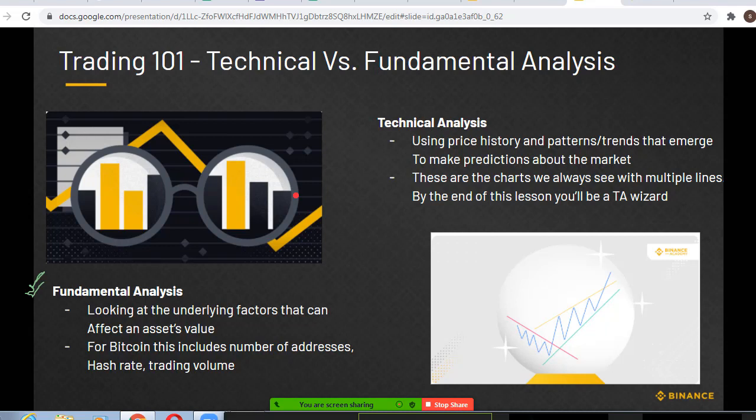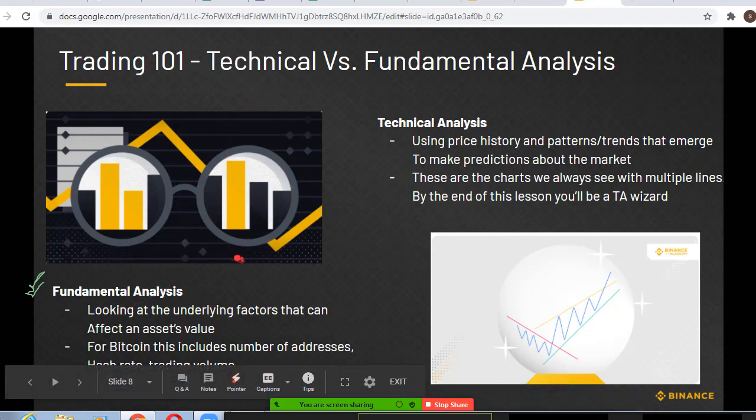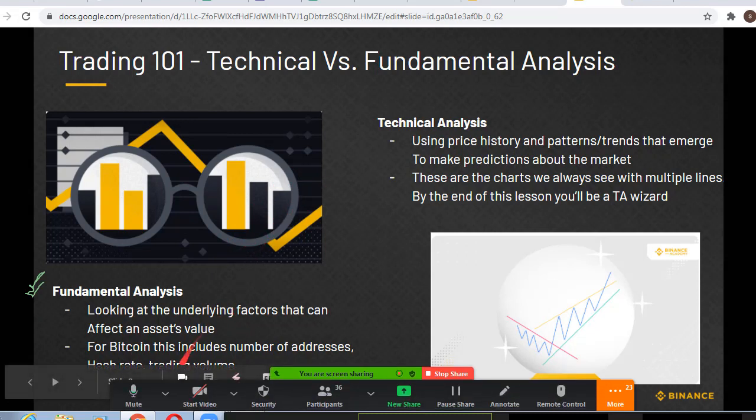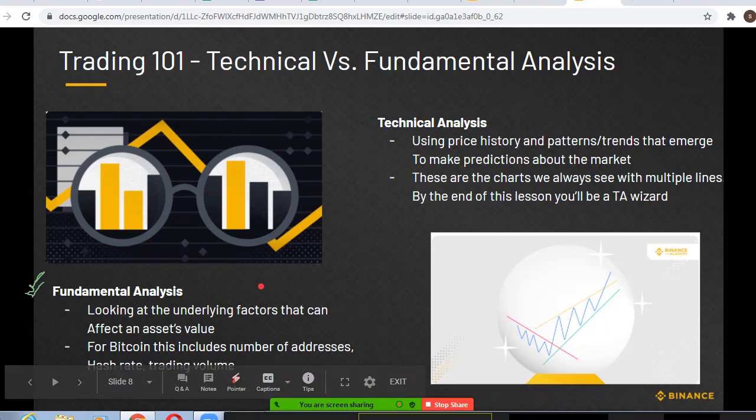Technical analysis versus fundamental analysis. Now, when you're talking about fundamental analysis, you're looking at an underlying factor that can affect the value of an asset. For example, in the case of Bitcoin, you're looking at the number of addresses, the hash rate of Bitcoin, and the trading volume. If the hash rate of Bitcoin is going up, it means that Bitcoin will actually go up. If the buy volume of BTC is high, it means that BTC is going to go up very soon. Okay, so these are fundamental analysis.